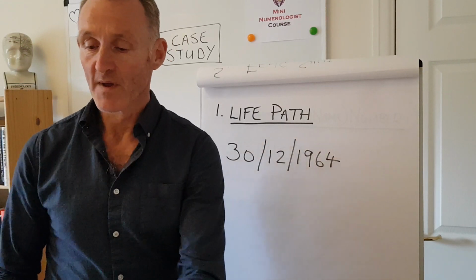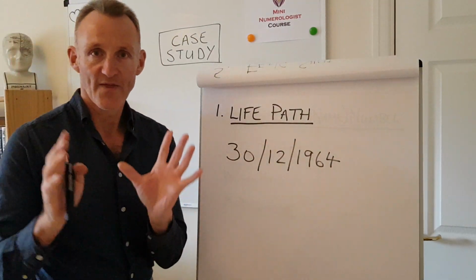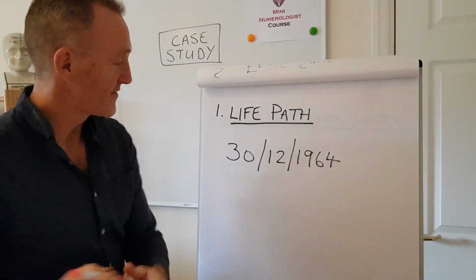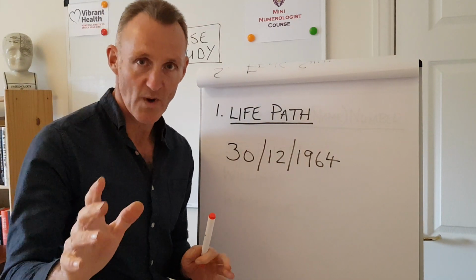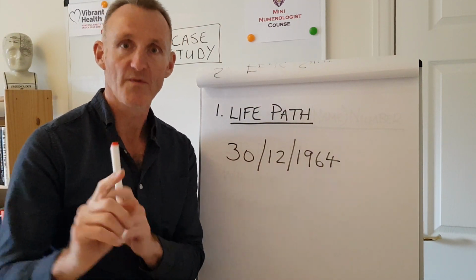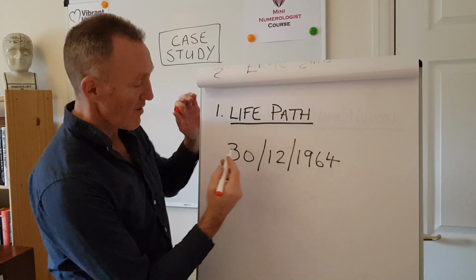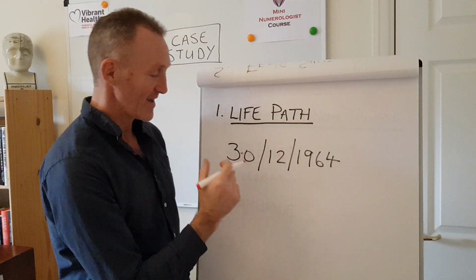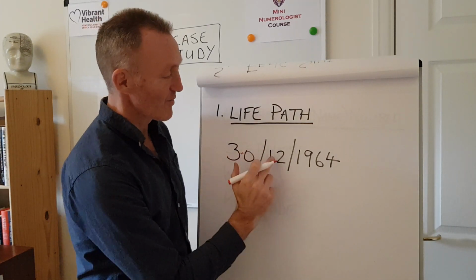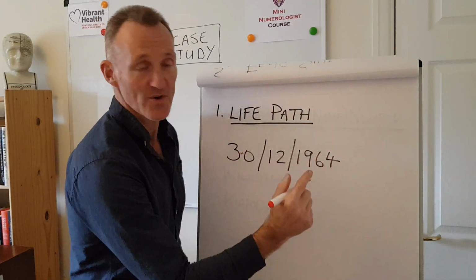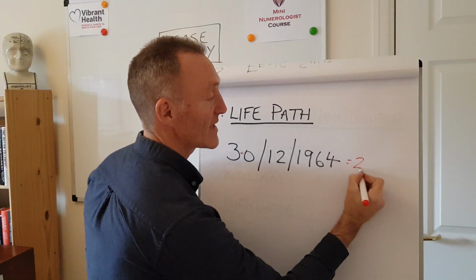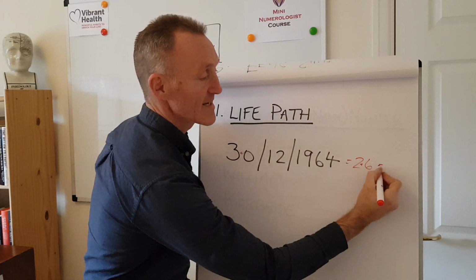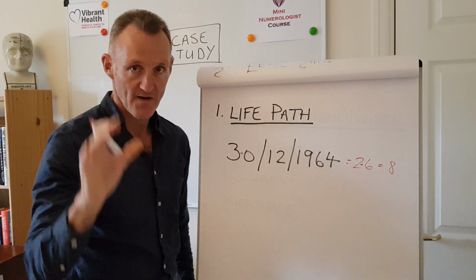Okay, so going to the first box, the life path. This is Stephen's date of birth, 30th of December 1964. Now there are two ways to work this out. We always do both, so we're cross-checking. First one, imagine little pluses in there. We add everything together. So 3, forget the 0, plus 1, plus 2, plus 1, plus 9, plus 6, plus 4 equals 26. And then we reduce it down. 2 plus 6 equals 8. So Stephen's a life path 8.